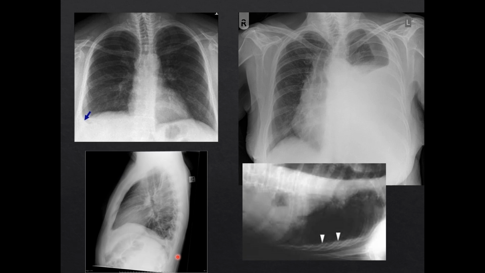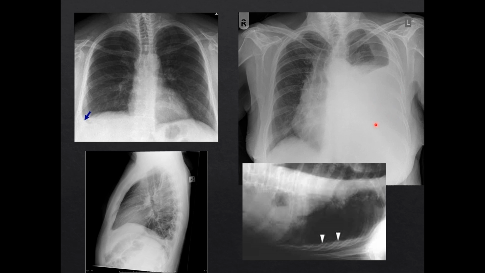Now, the way to get around this is to either take an erect lateral film where you can see the blunting of that posterior aspect of the costophrenic angle, or to take a lateral decubitus film with the side the patient is laying on being the side that's affected. When that happens, the fluid is able to escape that posterior aspect here and accumulate in the pleural space on the side that is dependent to gravity.